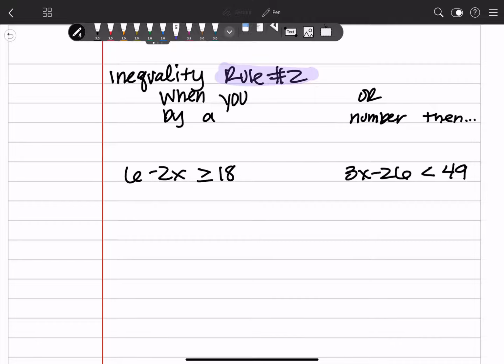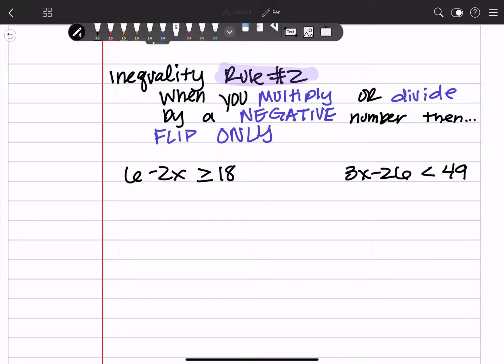When you multiply or divide by a negative number, then you flip only the inequality. And as always, you do it at the end. All right, and there is a reasoning for it, I promise. All right, it does make your life easier in the long run.